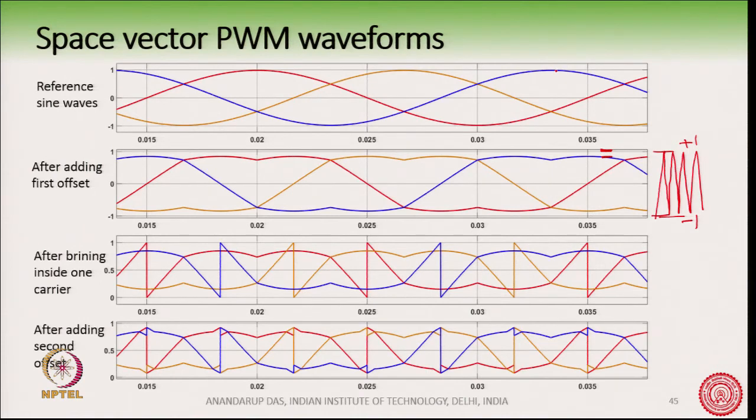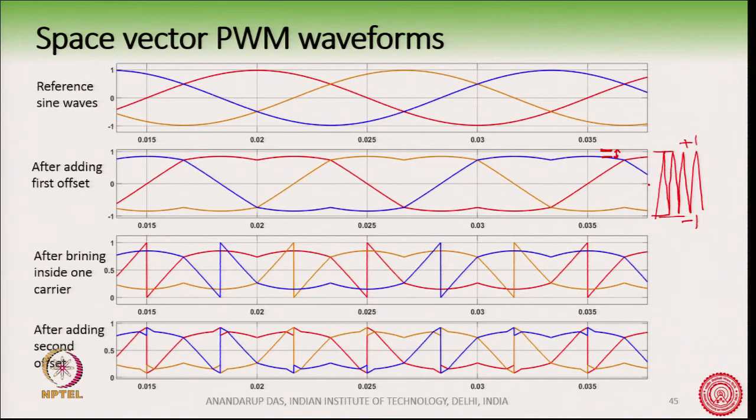So, the modulation index here is almost close to 1, in fact, I think it was 0.98 or something like that. So, here we get this extra margin, which we have seen is the benefit of having space vector PWM, and this margin is almost close to 15%, right. That is why we get 15% more out of the space vector PWM. Now, after we added the first offset, this becomes our reference waveforms.